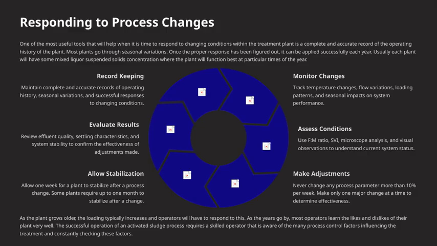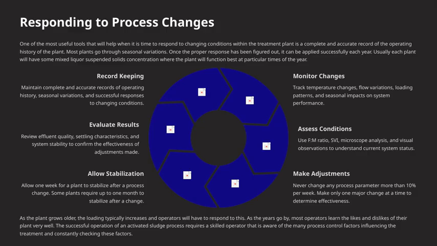Most plants have a certain mixed liquor suspended solids concentration where they perform best, and knowing this helps us optimize operations. Record keeping is essential. By documenting operating history, seasonal fluctuations, and responses that worked, we build a valuable reference for future adjustments. Monitoring changes is also key. We need to keep track of temperature shifts, flow variations, loading patterns, and the impact of seasons on system performance. This data helps us understand what's happening in real time and guides our decisions.